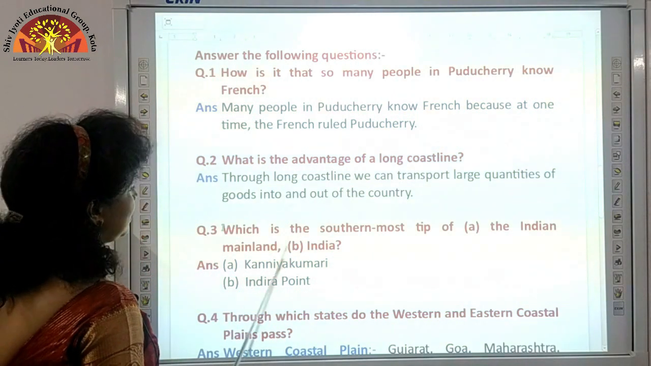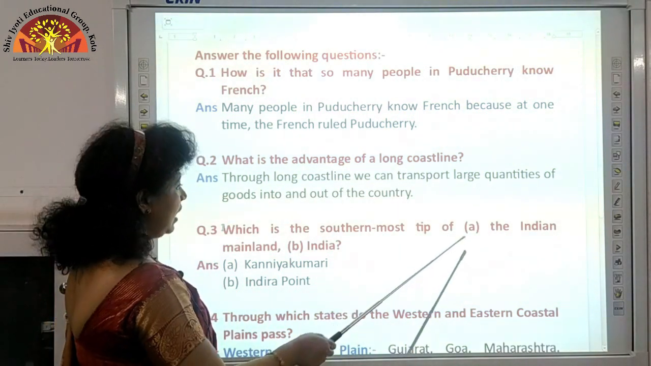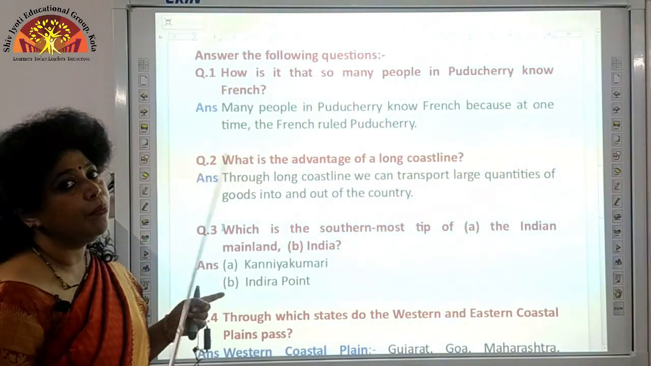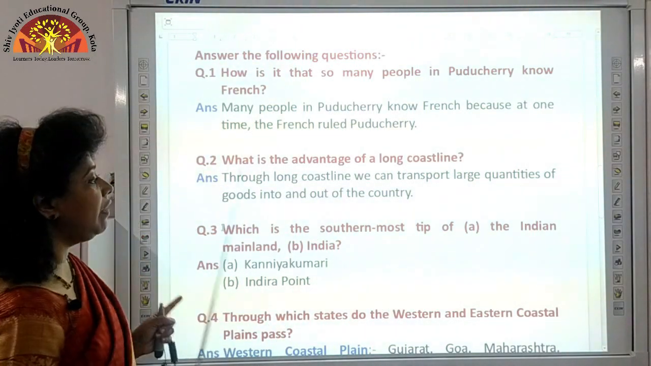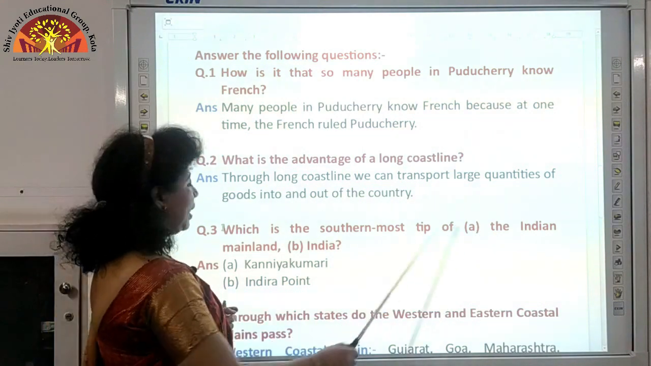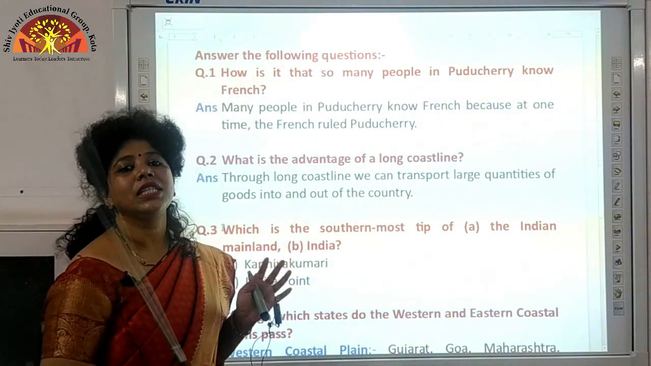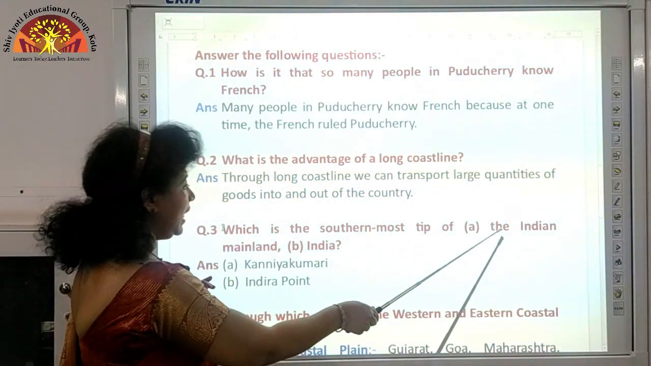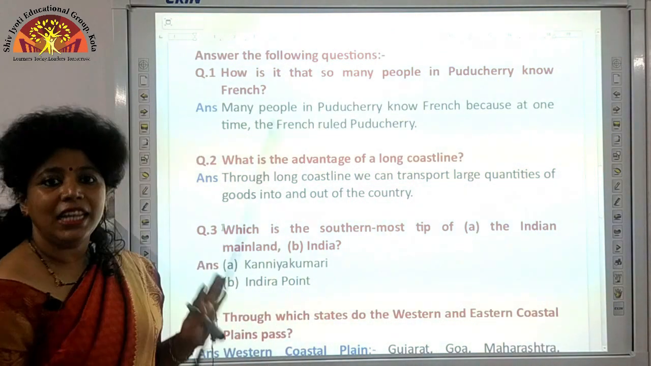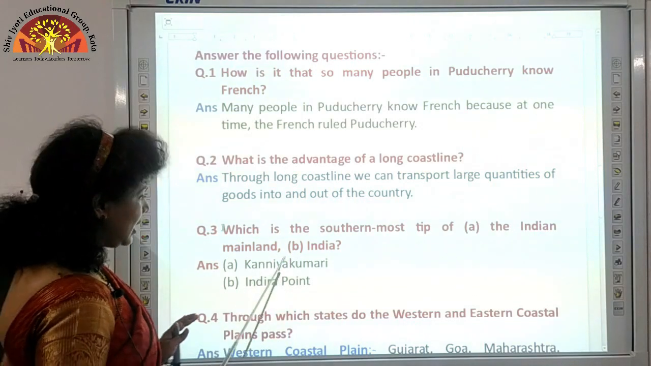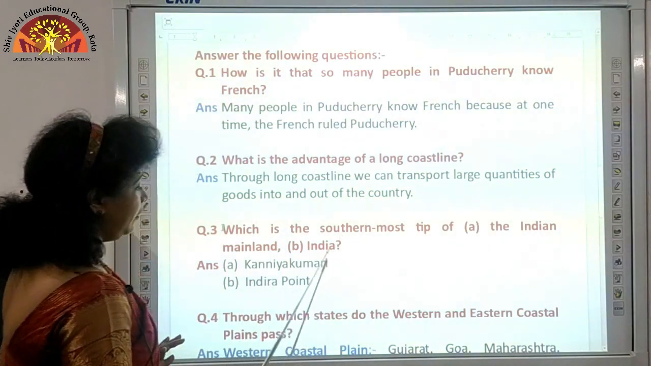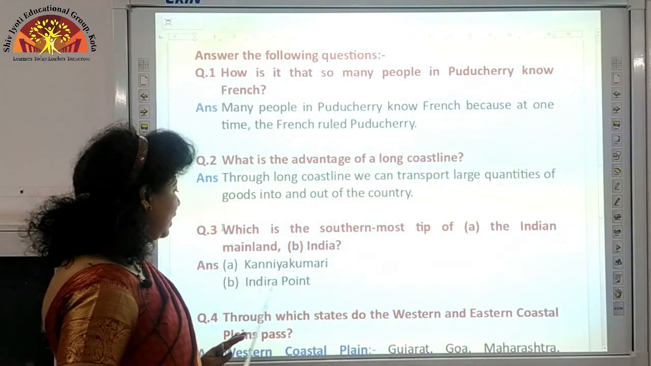Question 3. Which is the southernmost tip of A, the Indian mainland, and B, India? So this is an important thing to know, children. When we talk about the Indian mainland, we are talking about subcontinent India. So the southernmost tip of Indian mainland, that is the Indian subcontinent, is Kanyakumari. But when we talk about southernmost tip of India, the answer is Indira Point.